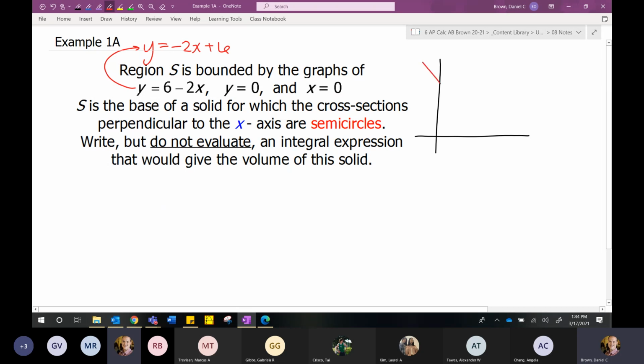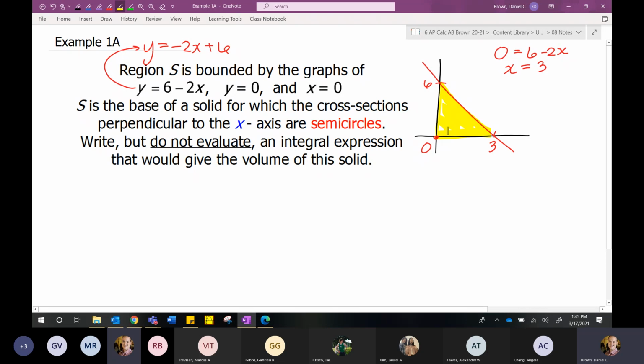I'm just going to draw my sketch of it. I know it's starting at 6. It is bounded between the x and y axes, so 0 is also a point on it. I'm also going to find where it's crossing the x-axis. How do I find where it's crossing the x-axis? I can just set the function equal to 0 and solve. Add 2x, divide by 2, and we get x equals 3. So just like with area, that is the region that we have.